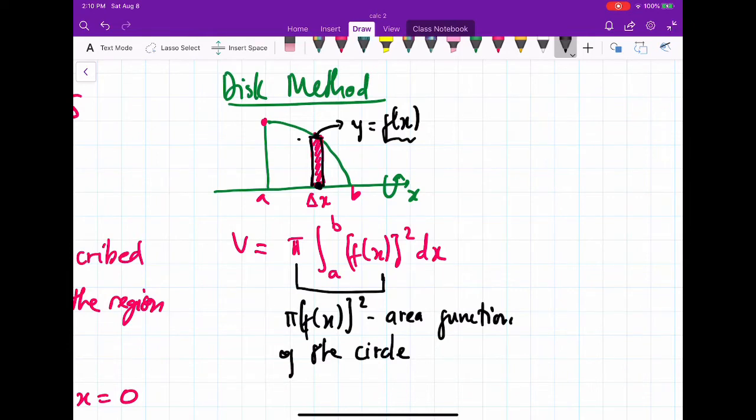Let's move this to here. You have a circle like this, you have a disk. In order to find the area of that circle, that is just pi r squared, so pi f of x squared. Then when you move this circle along the x-axis on the interval from a to b, you have the integral from a to b of pi f of x squared. So that's why you have this formula.